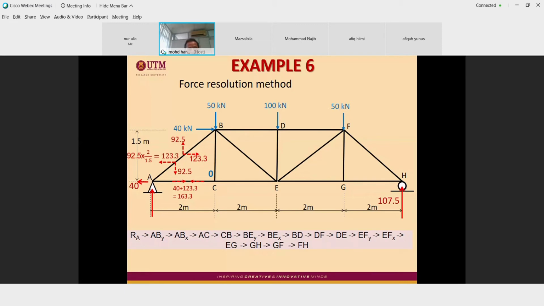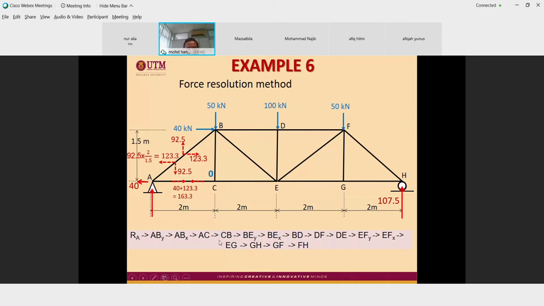If you have two members, but both members are inclined, it is quite difficult, where you have to write the simultaneous equations. But if you have only one member slanting and one member horizontal or vertical, then we can do it on the spot. So that's how you can choose the best point to go to.